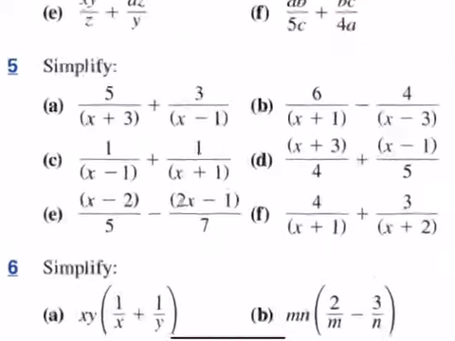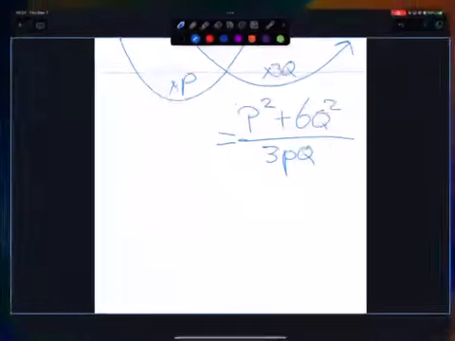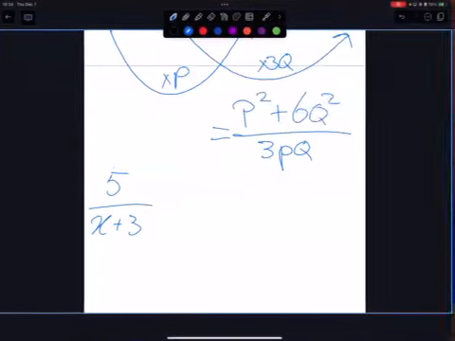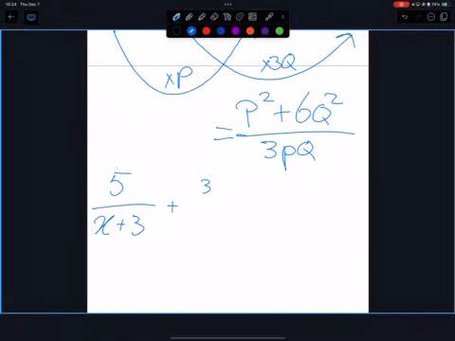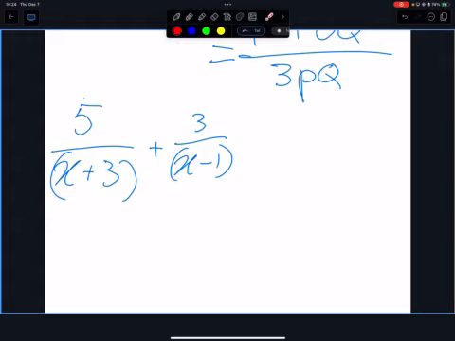Now, the last one. Majority had problems with this. The exact same thing. The only difference is it's longer. That's the only difference. It's longer. x plus 3, x minus 1. All right. So, I look at it the same way. It's 1/5 plus 1/7. Nothing changes.